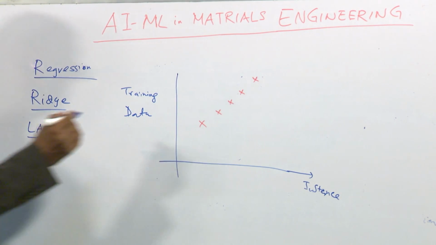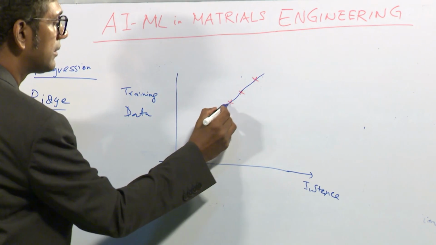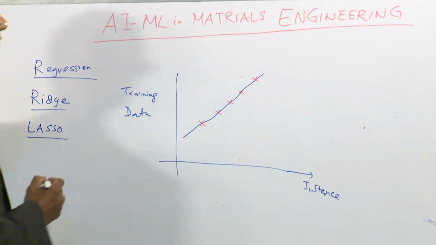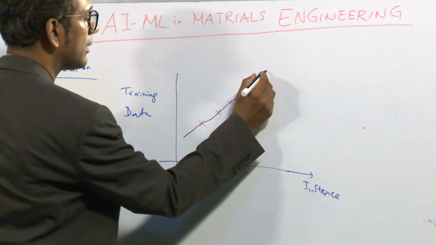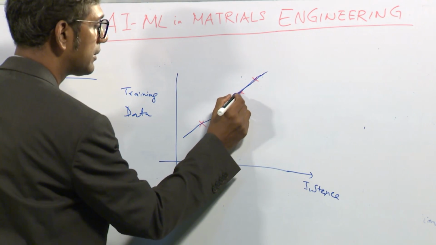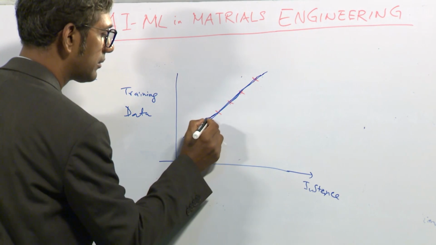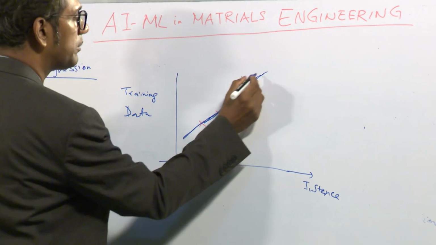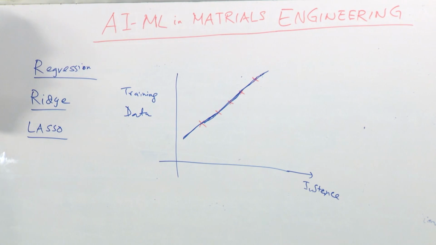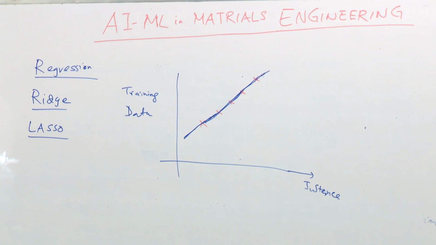I can clearly see I can fit a nice linear line, a nice linear relationship between these points. Very simple, nice. This is the best fit line possible. Can you see on the board, there is a best fit line possible? This best fit line is passing through all the points. That means the error, or the loss function, is 0. This means that the training data will have very good accuracy.